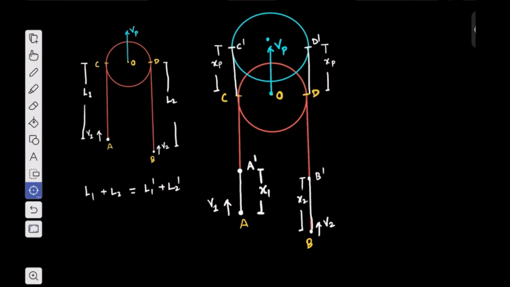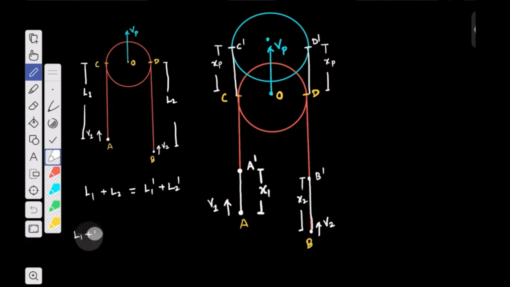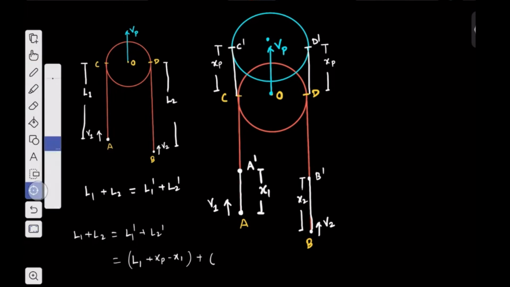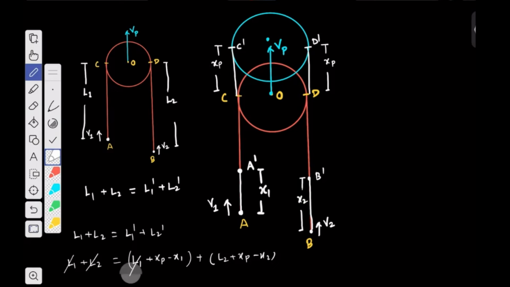So L1 plus L2 is equal to L1 dash plus L2 dash. L1 dash is L1 increased by xp, reduced by x1. Similarly, because of B going up, the length on this side is reduced by x2, so L2 dash is L2 plus xp minus x2. That is equal to L1 plus L2. Simplifying, cancelling out these two, we get xp equal to (x1 plus x2) by 2.